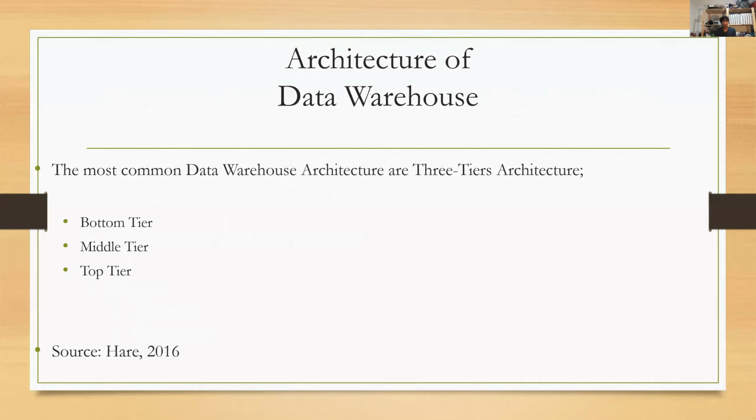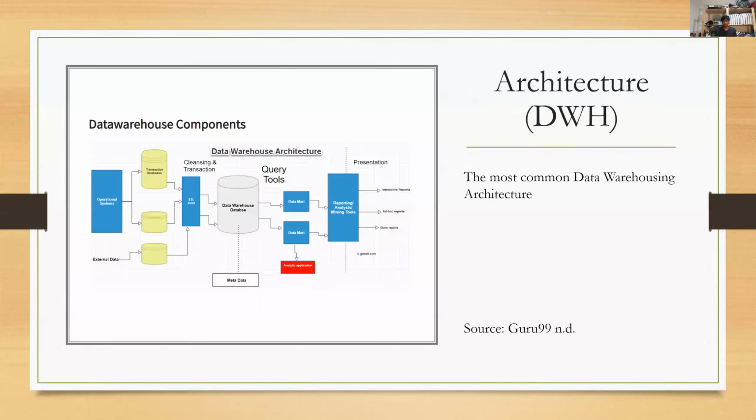The top tier is the front-end client layer. The top tier is the tools and APIs that connect to and get data out from the data warehouse. An example of the top tier of the data warehouse architecture could be query tools, reporting tools, analysis tools, and data mining tools. Here we present an image of the data warehouse architecture with its components.